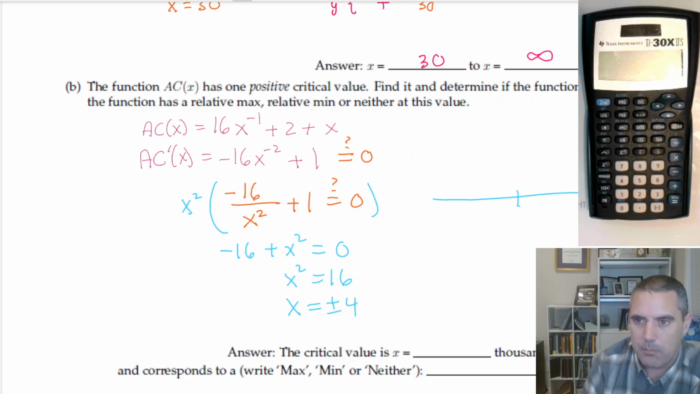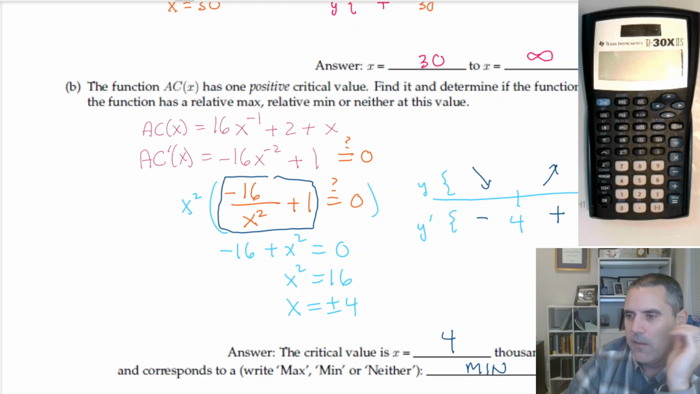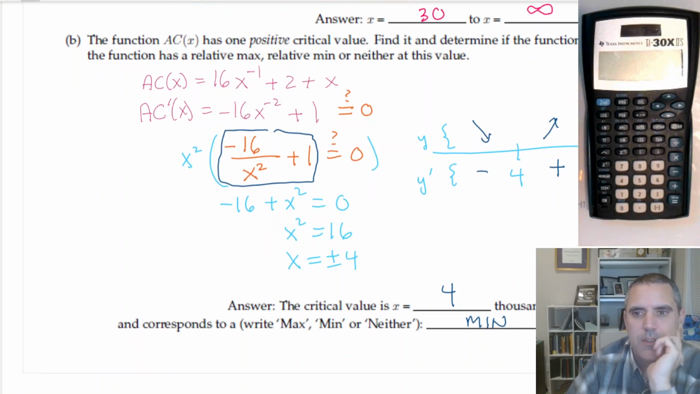So let's look at what's happening here when you're above 0. That's what the question was about. So now I'm going to think about what's going on with y prime, which in this case is AC prime, and y. So I need to plug in something here between 0 and 4. So how about 1? If I plug in 1, it's negative. If I plug in 5, you get like 16 over, that's okay, so it's positive. It's downhill, it's uphill. Critical value is 4, and it's a min from our analysis. That's not going to go away. That's going to appear again on the final.